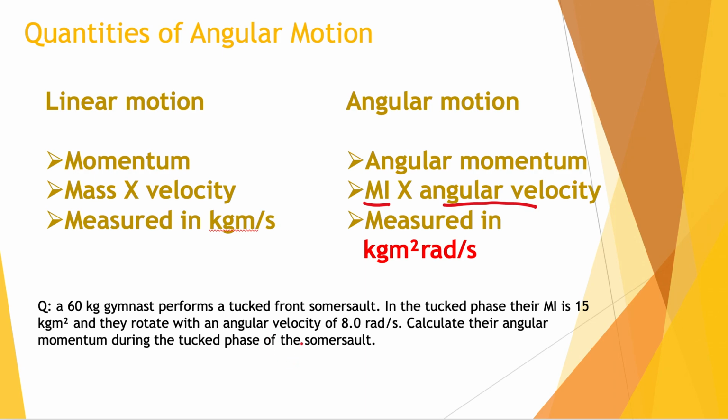So have a go at this calculation then. A 60 kilogram gymnast performs a tucked front somersault. In the tucked phase, their moment of inertia is 15 kilogram meters squared, and they rotate with an angular velocity of 8.0 radians per second. Calculate their angular momentum during the tucked phase of the somersault. Have a go and come back to the video.